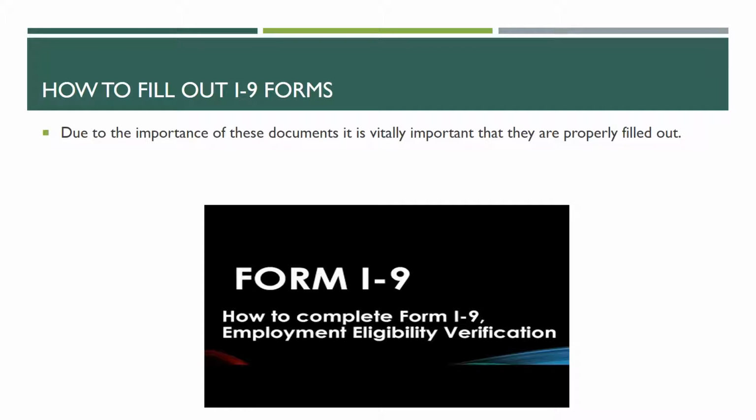Now, due to the importance of these documents, it is vitally important that they are properly filled out. The video below on this screen was created by the ESSA group, and it provides great detail on how to properly fill out an I-9 form and the process for verification. Once the presentation is over, I really encourage you to come back and watch the full video.